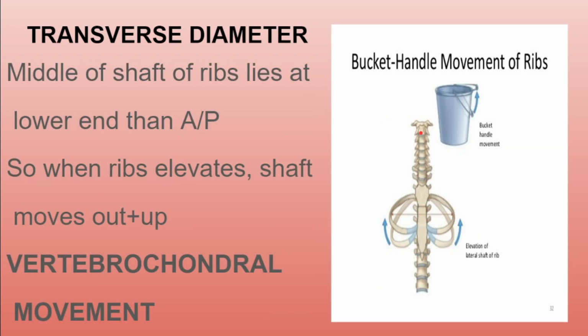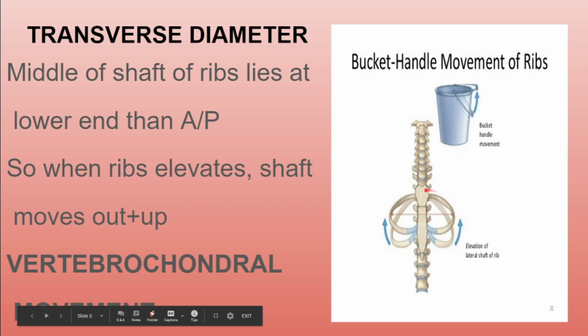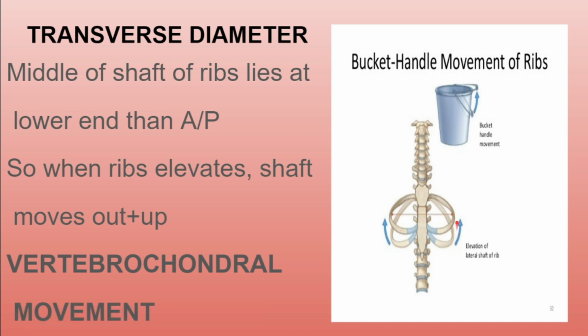Now the third diameter is the transverse diameter increment. What happens to increase the transverse diameter? As you can see, the middle of the shaft of the ribs lies at a lower level than the plane passing through the two ends, that is the anterior and posterior, meaning the middle part of the ribs is at a lower position than the anterior and the posterior part of the ribs. So when the elevation of the ribs occurs, the shaft moves outward and upward.